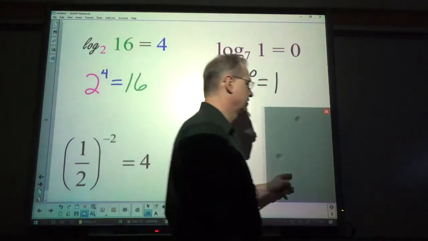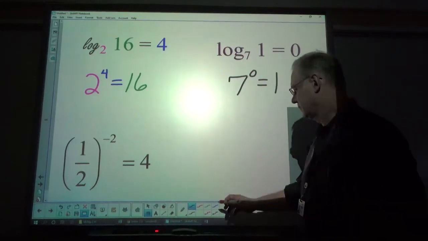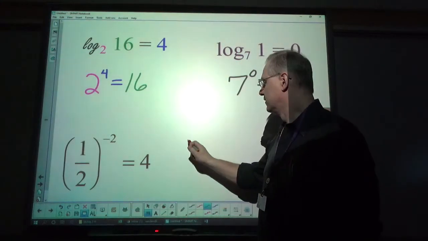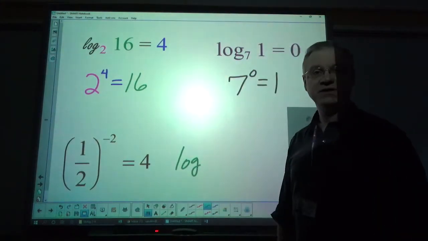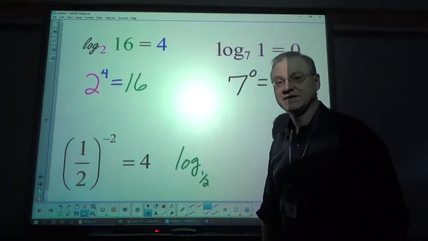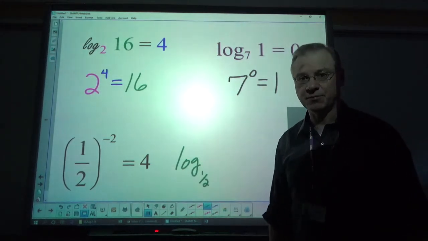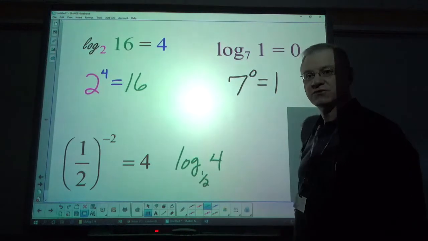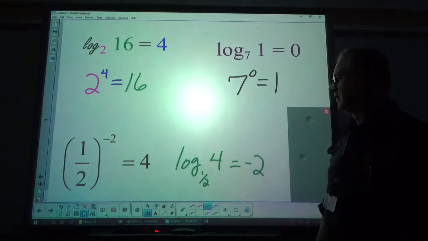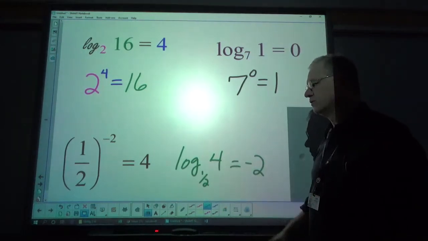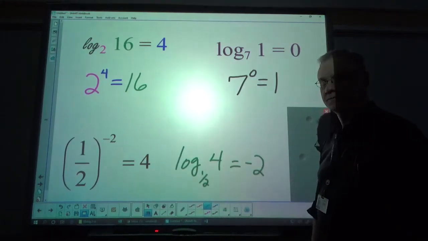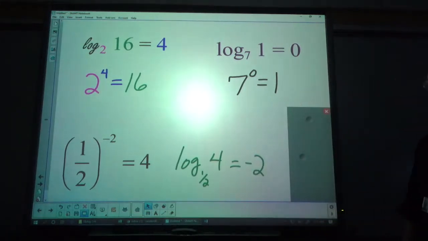All right, let's take a look at this one. If I want to write that as a log, what is being raised to the power? 1/2. What is the result of the power? 4. So that's what you're taking the log of. And it equals the power, -2. So 1/2 to the -2 power equals 4. So the log base 1/2 of 4 equals -2. That's how you do it.